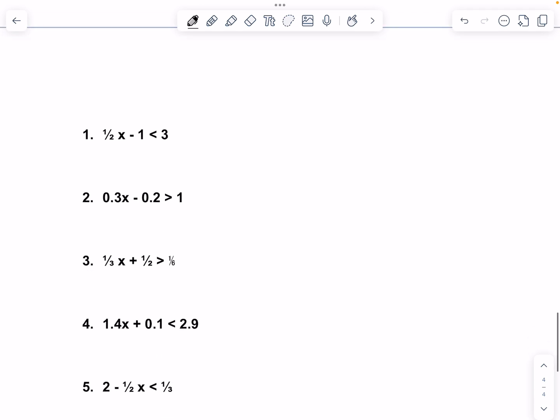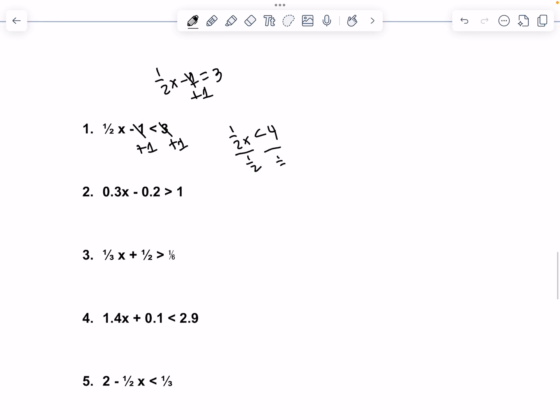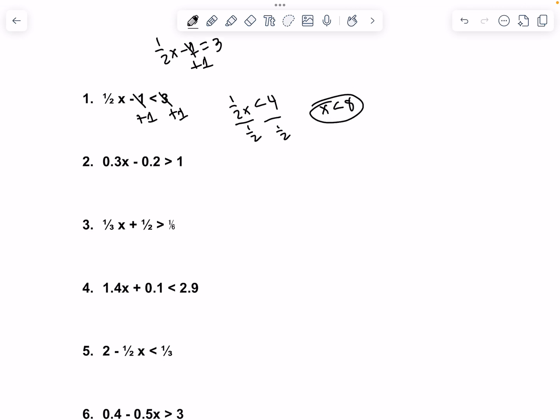Here are some inequalities. We would solve these normally, like equations. For example, it was 1/2 x minus 1 is equal to 3. We would add 1 on both sides, and we would do the same thing right here. So we would add 1 on both sides. Okay, this 1/2 x is less than 4. Divide by 1/2 on both sides to get x by itself. That gives us x is less than 8. That's our answer.